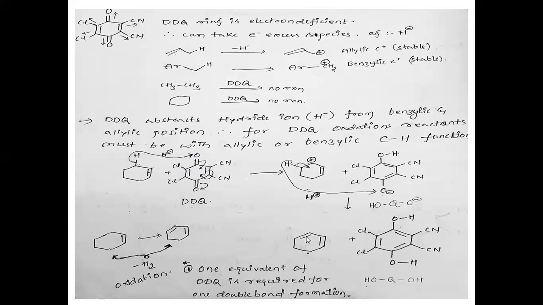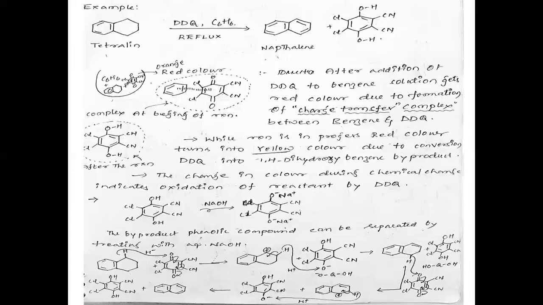So for one double bond formation, how many DDQ are required in this case? One DDQ is required. For example, if you want to have oxidation, this position becomes allylic to this one, and this position becomes allylic to this one. So at any one of the positions, you can have oxidation with the next equivalent of DDQ. So for removal of one H2, how many DDQ is required? One DDQ is required. Therefore, one equivalent of DDQ is required for one double bond formation.